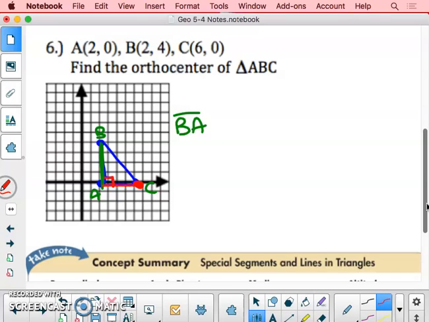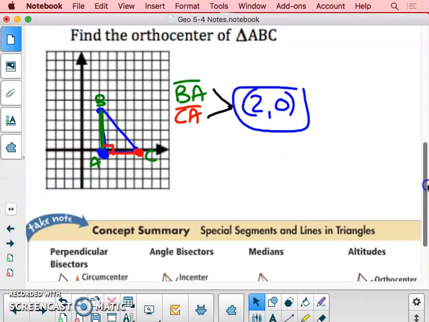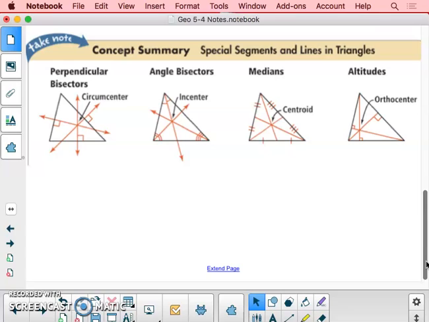So these two join together at the orthocenter. Okay, the orthocenter is where the box would be, which is right here at A, wherever the right angle is, where they run into each other at 2, 0. That's my orthocenter.